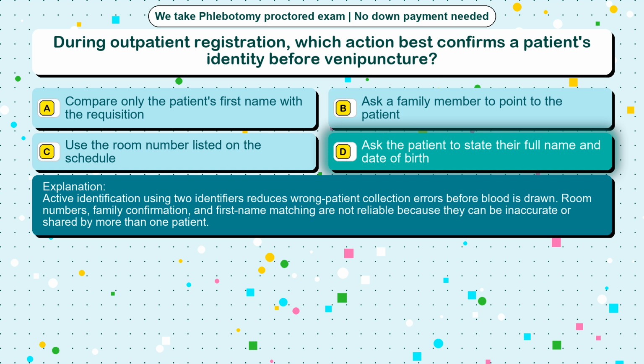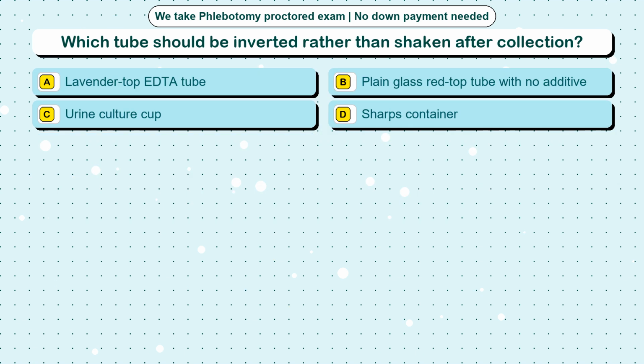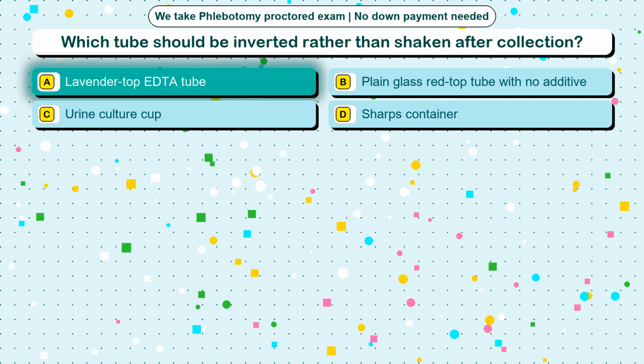Question 27. Which tube should be inverted rather than shaken after collection? Option A, lavender top EDTA tube. Option B, plain glass red top tube with no additive. Option C, urine culture cup. Option D, sharps container. The correct answer is option A, lavender top EDTA tube.